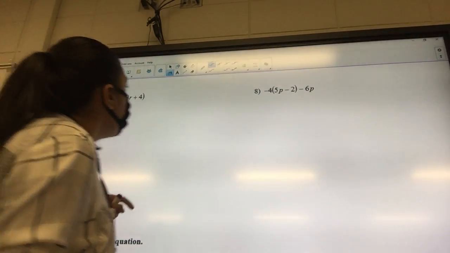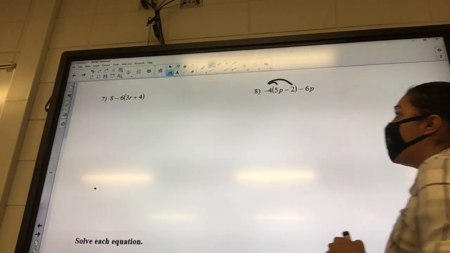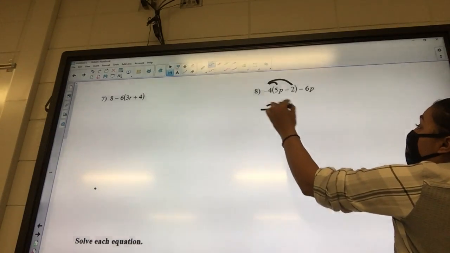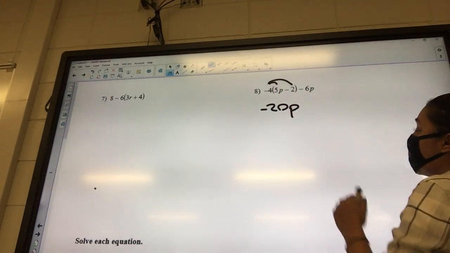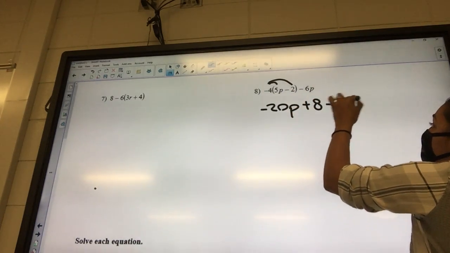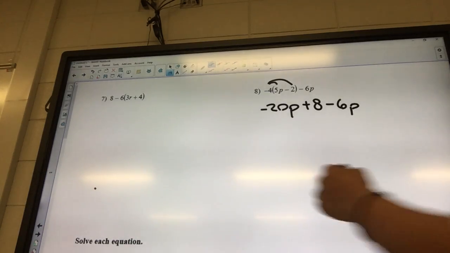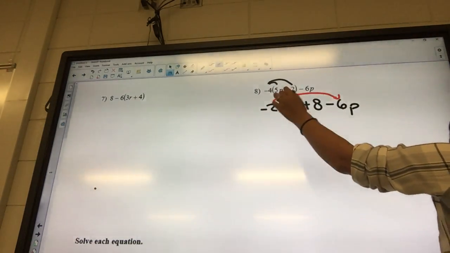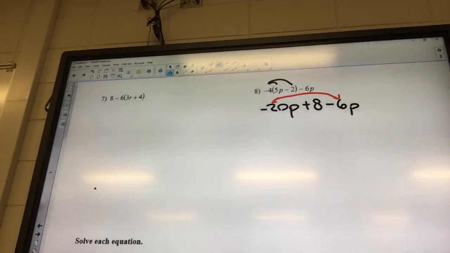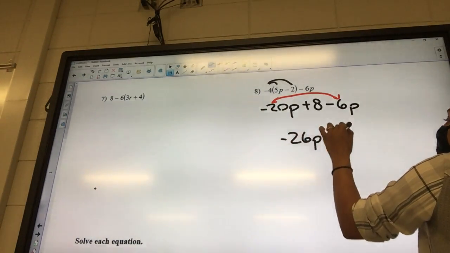Okay, 8. What do we need to do first? Distribute. So negative 4 times 5 is negative 20p. Negative 4 times negative 2 is plus 8. And then we can drop this minus 6p down. Our next step is always going to be to combine like terms. So we can put the 20p and the 6p together, and that's exactly what you should type on your calculator: negative 20 minus 6. It's going to be negative 26p plus 8.